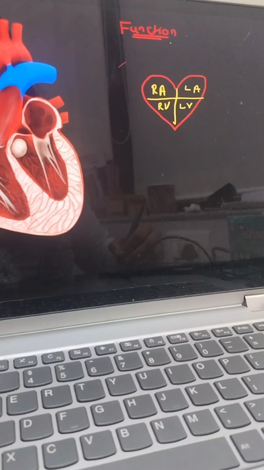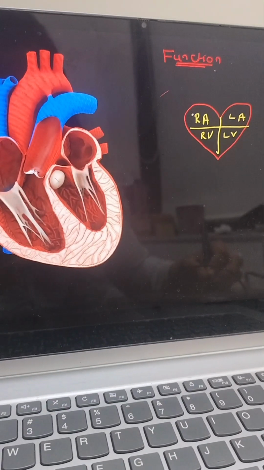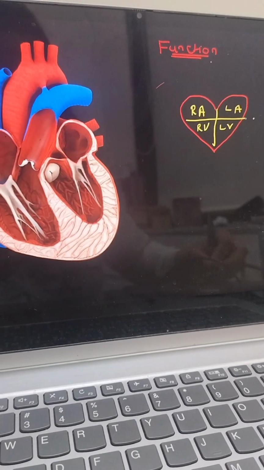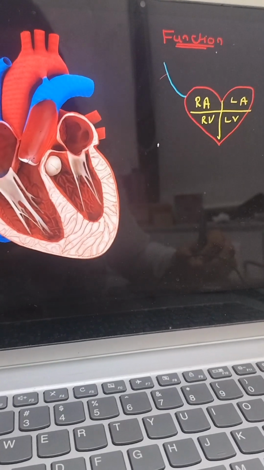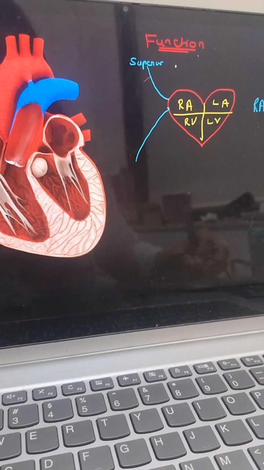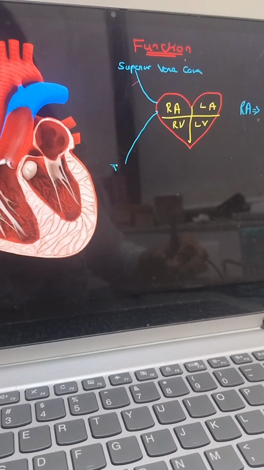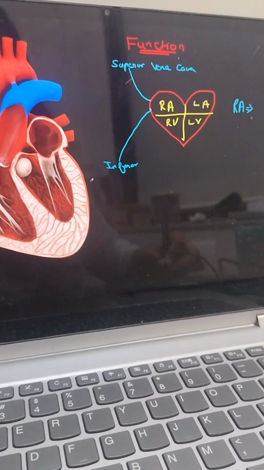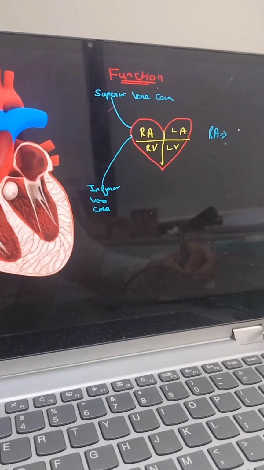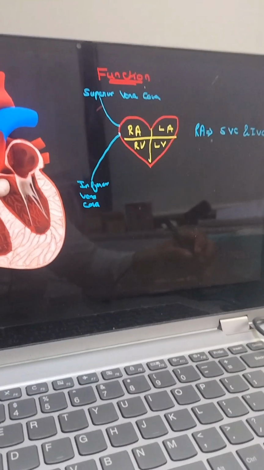Okay, now we'll see how the connections of all these things are. For the right atrium, the right atrium is connected to the superior and inferior vena cava. Superior vena cava, and it is connected to inferior vena cava. So SVC and IVC. This is how it looks.